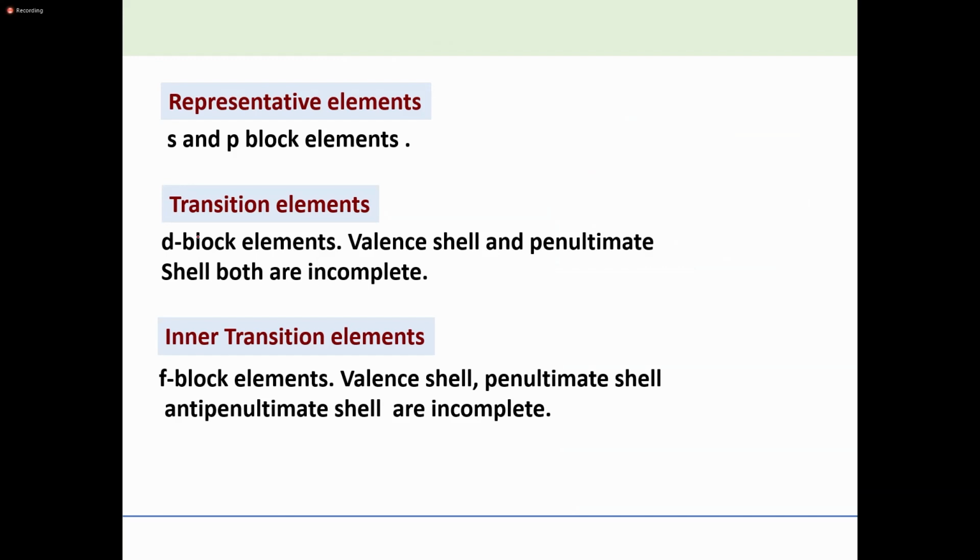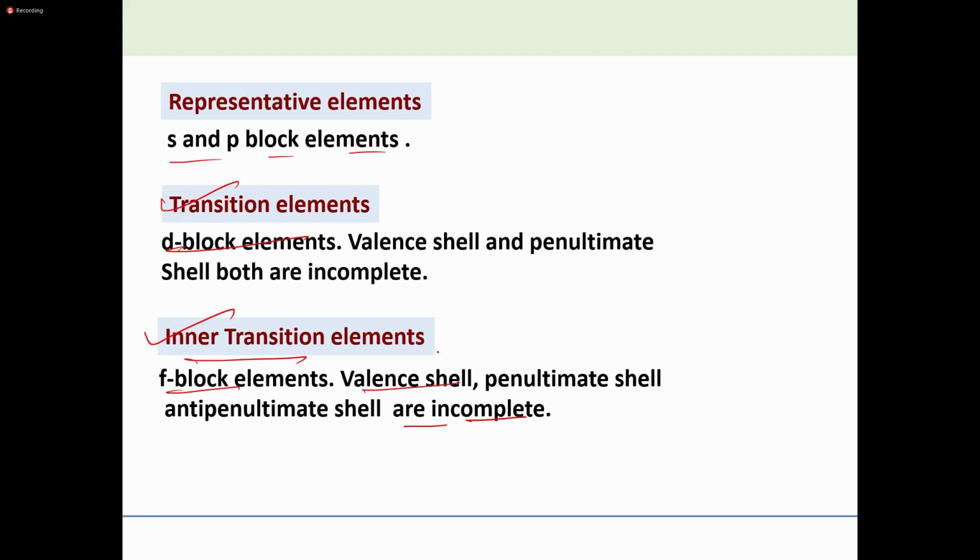So the s block and p block elements are the representative elements, the transition metals are the d block elements, and the inner transition metals are the f block elements. In these, the valence shell is incomplete. That means there is some valence shell that is not filled up by electrons. In the d block also, we know there are some valence shells like this.